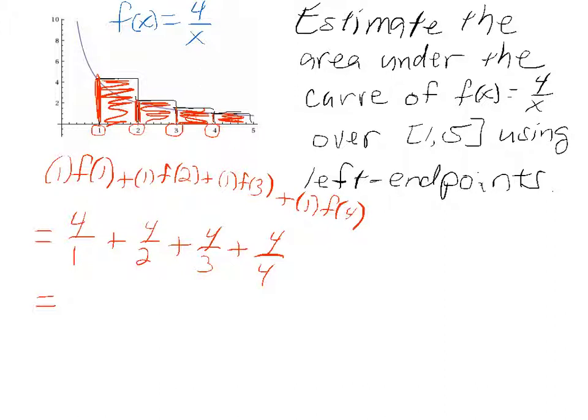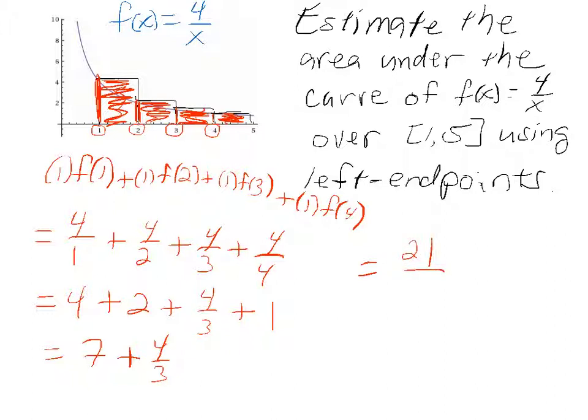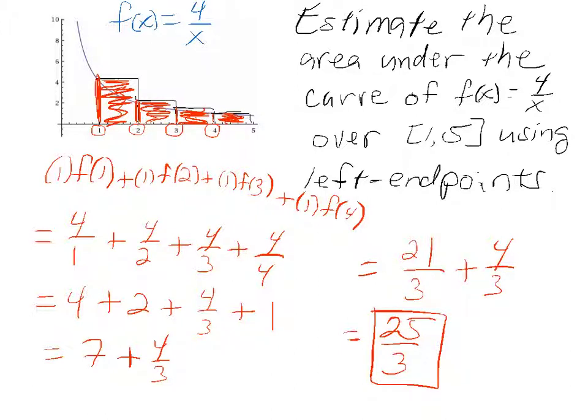When we do, we will get the area of these 4 rectangles. So I have 4 plus 2 plus 4/3 plus 1, and 4 plus 2 is 6, plus 1 is 7. So I have 7 plus 4/3. Then we just have to do some simple fraction arithmetic. 7 is 21 over 3, plus 4/3, and we get 25 over 3. That is the estimate for the area under the curve given by these 4 rectangles.